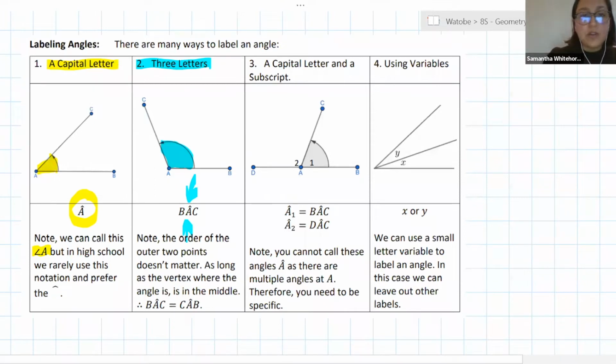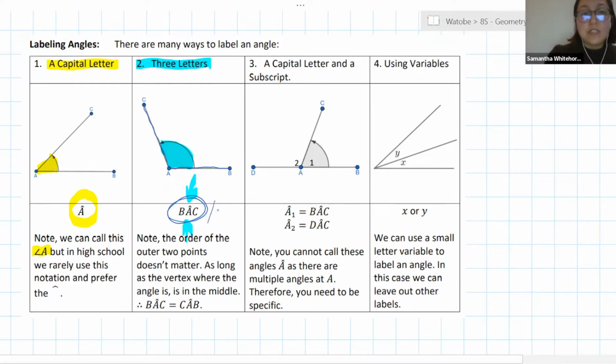So if I follow this line, I go from B to the vertex A up to C. And so this is where I get my order of BAC from. I go from point B to the vertex A to the vertex C, creating my angle. Like I say, that order isn't important.